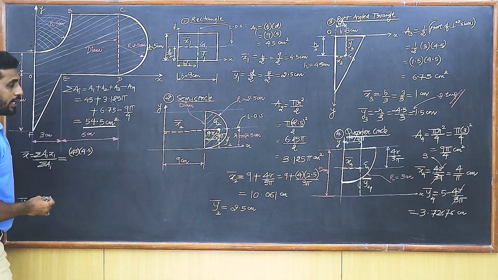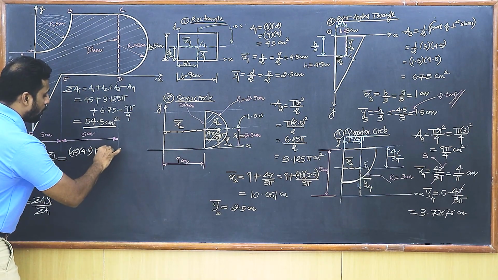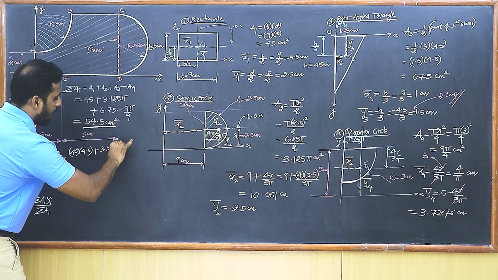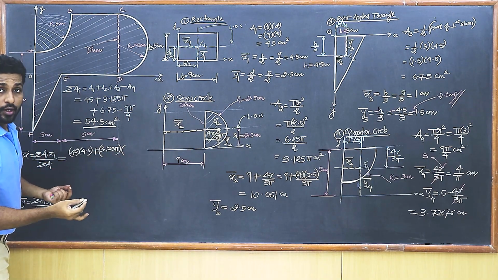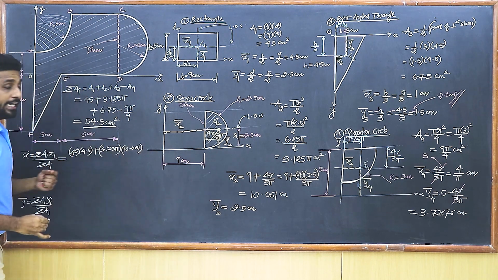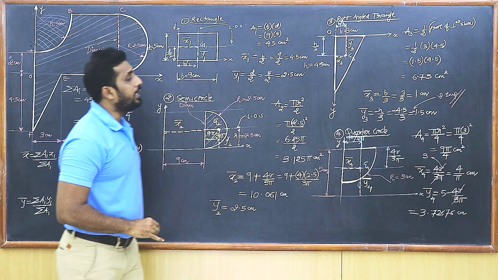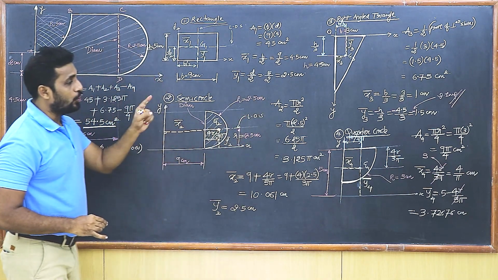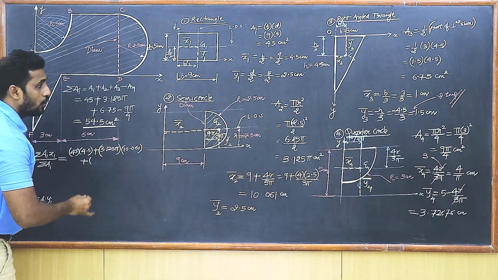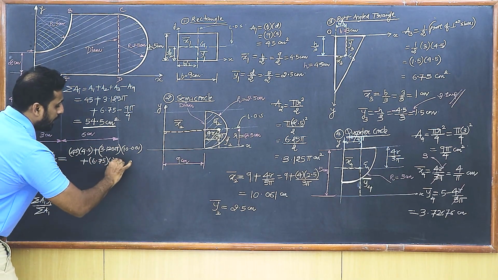So that's A2 into X2 bar. So I can write plus A2 is 3.125 pi into 10.061. That's A2 into X2 bar. Then I do plus A3. A3 is 6.75, isn't it? Into X3 bar, which is 1. So I simply get 6.75 into 1. Be careful.